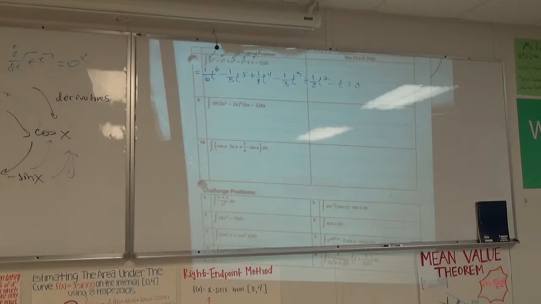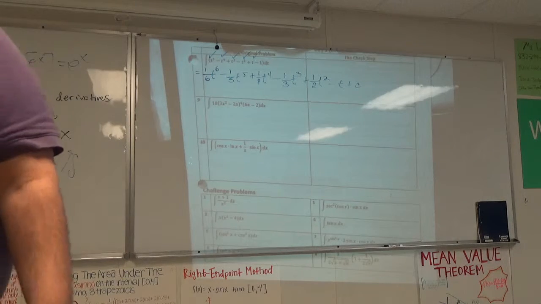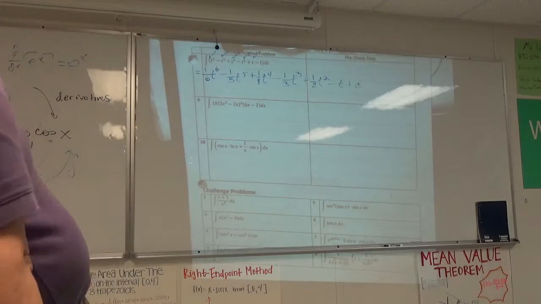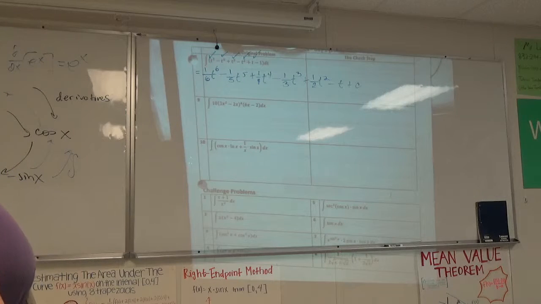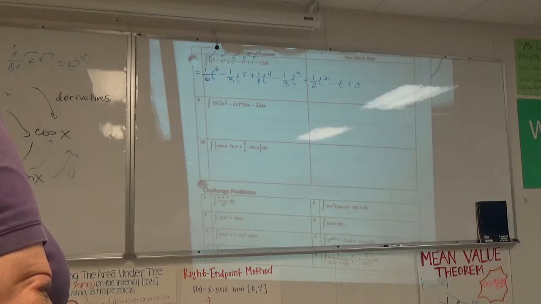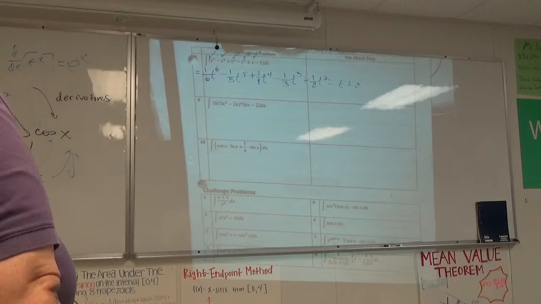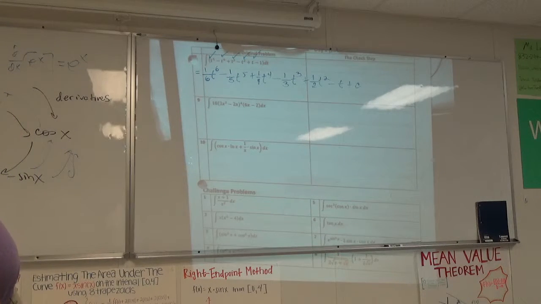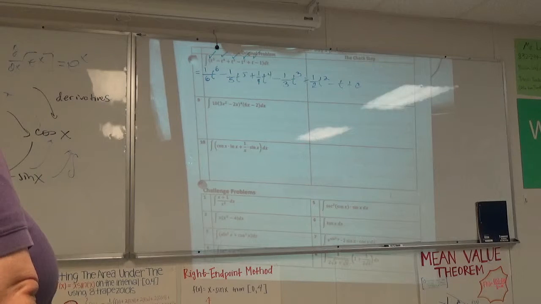Well, it's a chain? Think about the check step. How would you check that? How do you know that's the chain? Because what's the derivative of this? You would find the derivative, 6 minus 2. In order for you to find the derivative the right way... Yes.